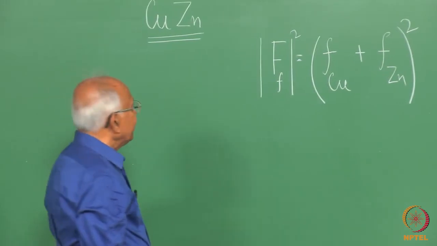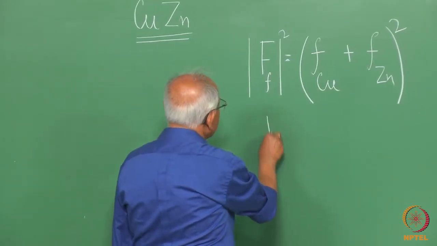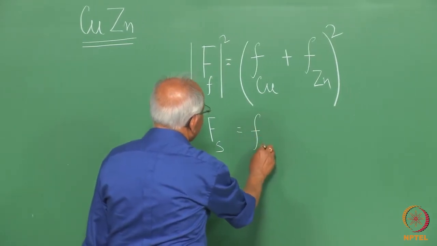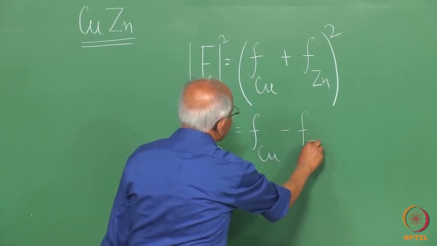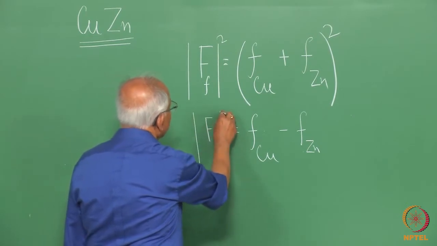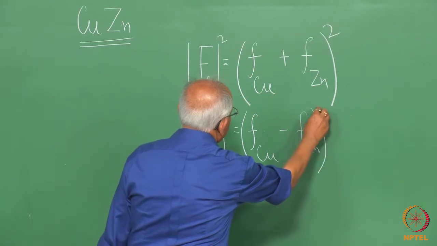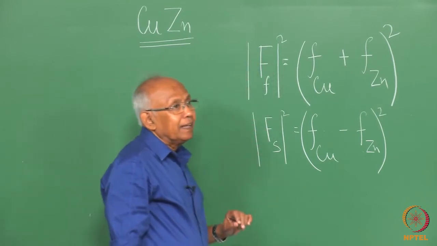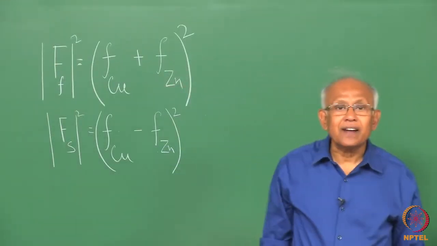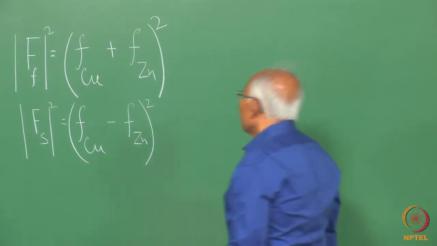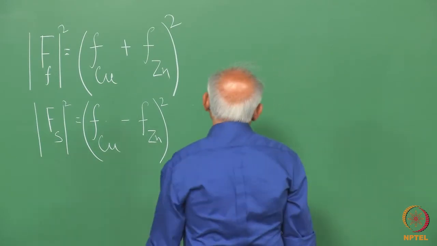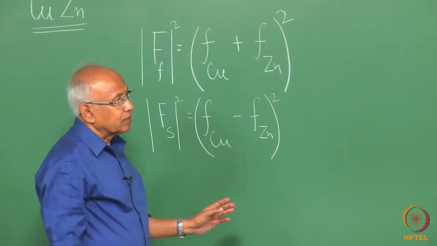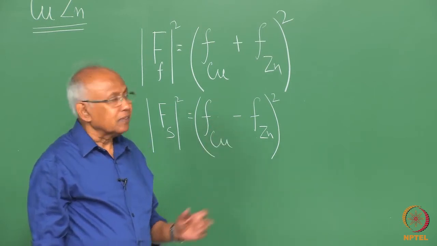On the other hand, if we look at a superlattice line, then Fs is equal to, we have already seen, F Cu minus F Zn. So, if we make the square, it will be F Cu minus F Zn square. Now, these F square values appear in the intensity equation for the diffraction lines, as we have already seen. Therefore, if we want to find out the ratio of the intensity of a superlattice to a fundamental line, this is how we can proceed.